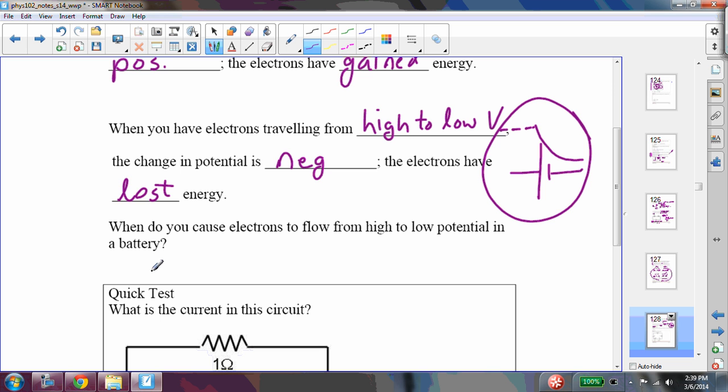Well, simply, you want to do that in rechargeable batteries, for example, because there you will take electrical energy and convert it into chemical energy.